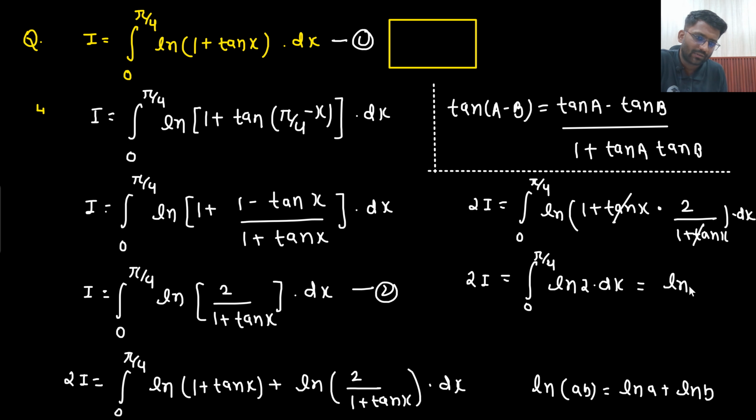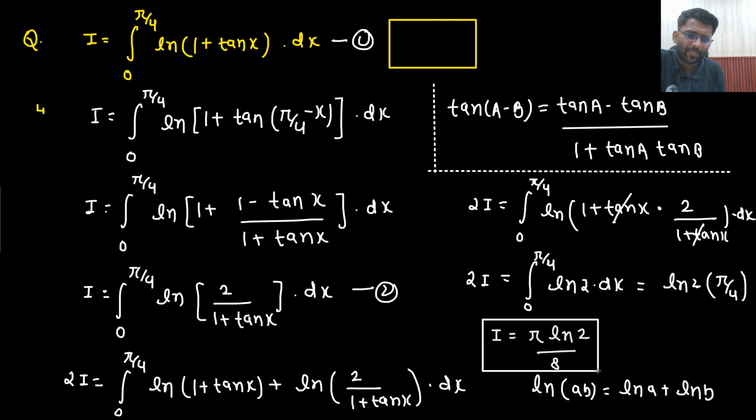So ln 2 will come outside. This will be pi by 4. So I is coming out to be pi into ln 2 divided by 8. So pi by 8 ln 2. Pi by 8 ln 2. This is a very famous question. Pi by 8 ln 2 is the answer. Okay. Simply follow the process and you will get the answer, nothing else. Okay. So pi by 8 ln 2 is the answer. Let's go to the next one.